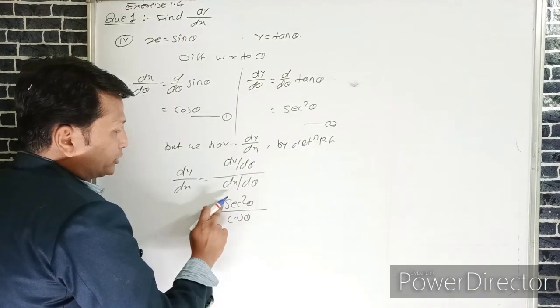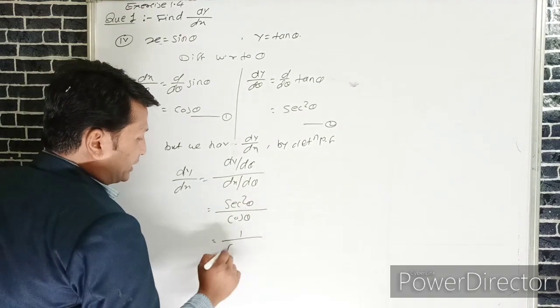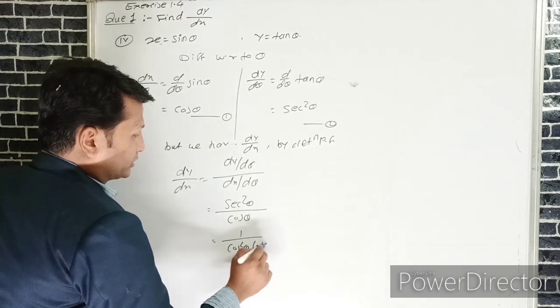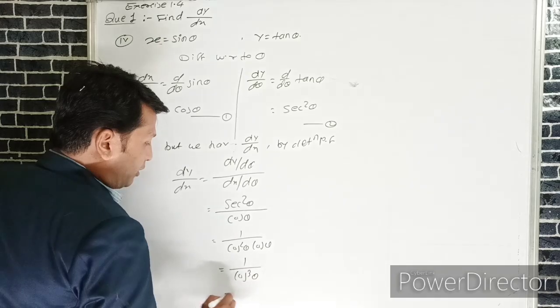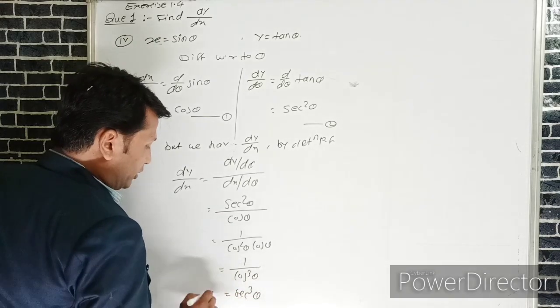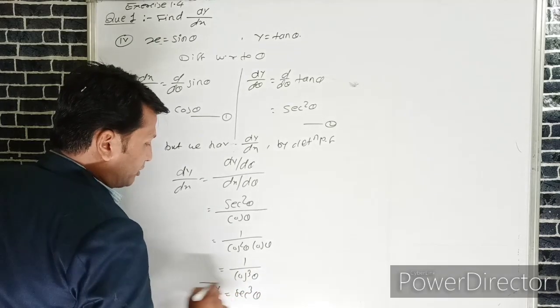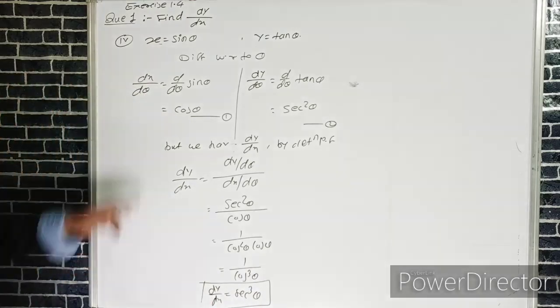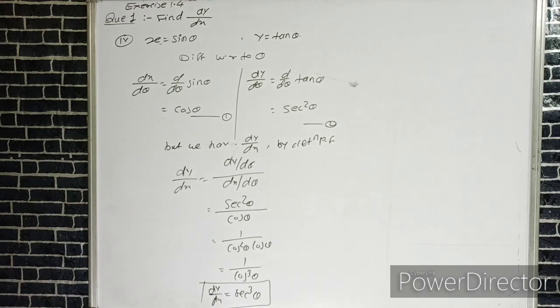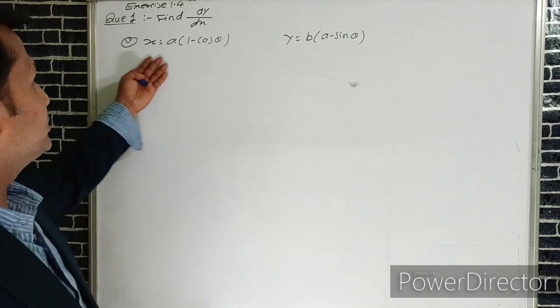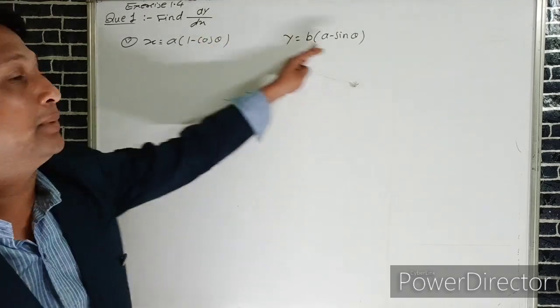Sec square theta means 1 upon cos square theta, into 1 upon cos theta, which is 1 upon cos cube theta or sec cube theta, which is the required derivative of y with respect to x. dy by dx is equal to 1 upon cos cube theta or sec cube theta, which is a simple form. Here theta is again a parameter.